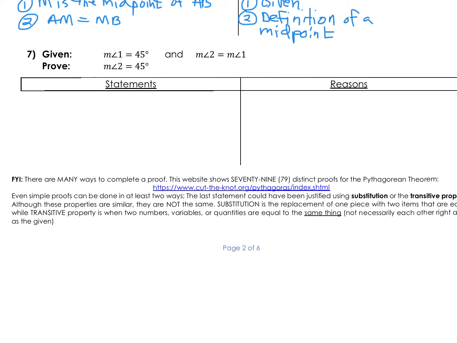So I want you to pause the video. You don't have to do the whole proof necessarily, but I want you to pause the video and just look at your reference sheet and see if you can figure out what are we going to do with these to get to here. What reason are we going to use?